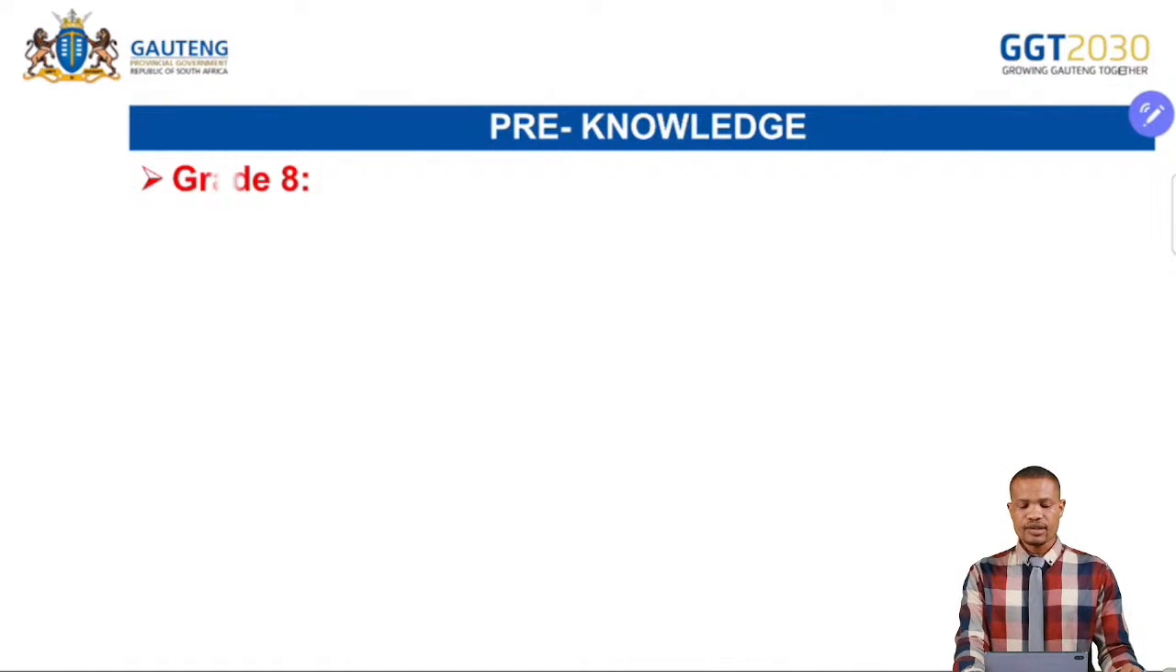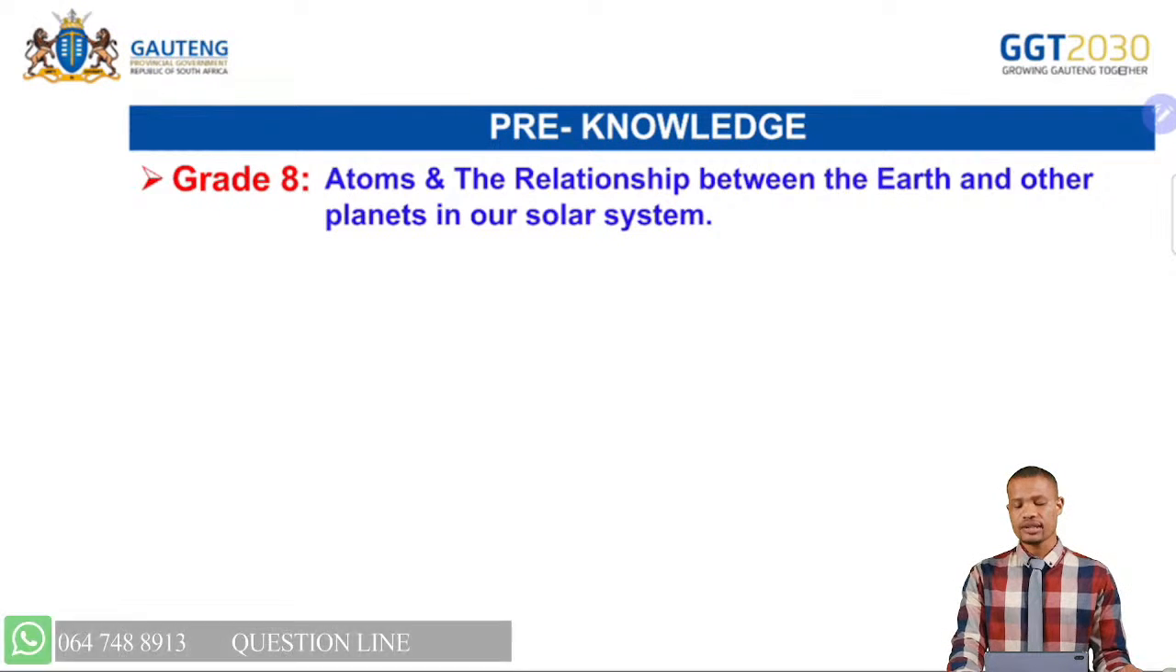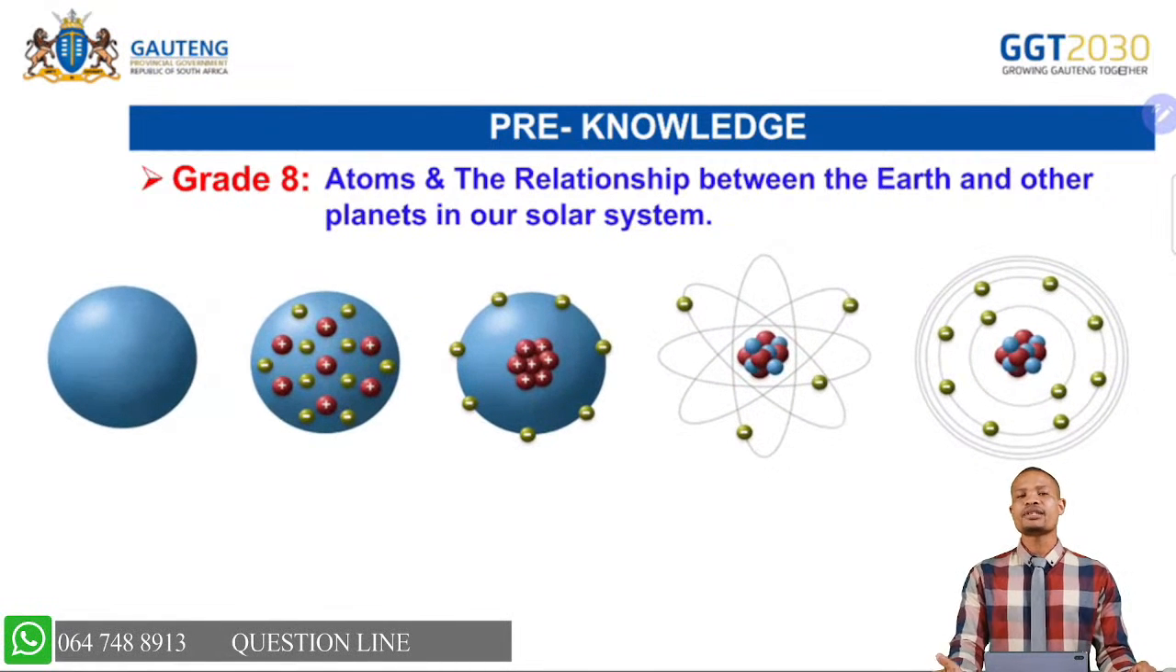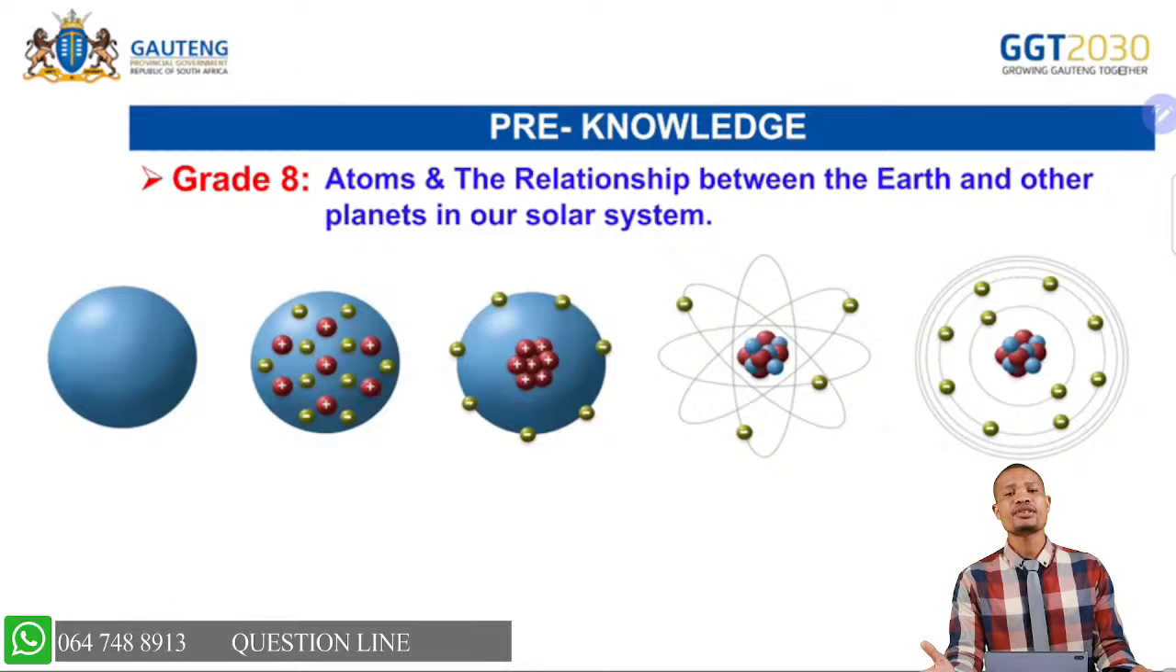Okay, let's continue. In grade 8, we learned about atoms, and we also learned about the relationship between the sun and other planets in the solar system. Okay, so for atoms, let's just do a brief recap. We learned that an atom is a building block of what? An element, right? Or building blocks of matter. And each atom has a nucleus, and inside this nucleus, we have positively charged protons, which are bonded with neutrons, right? The neutrons are neutral.